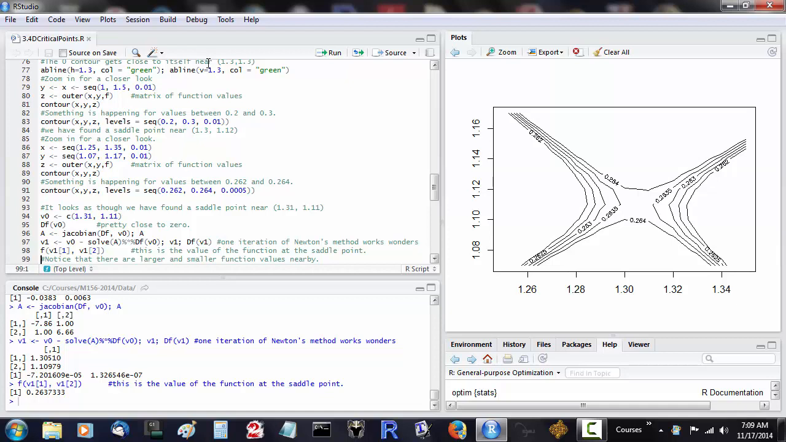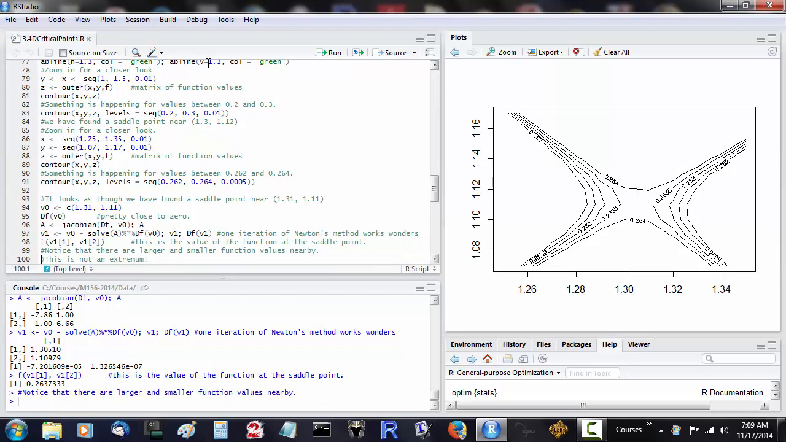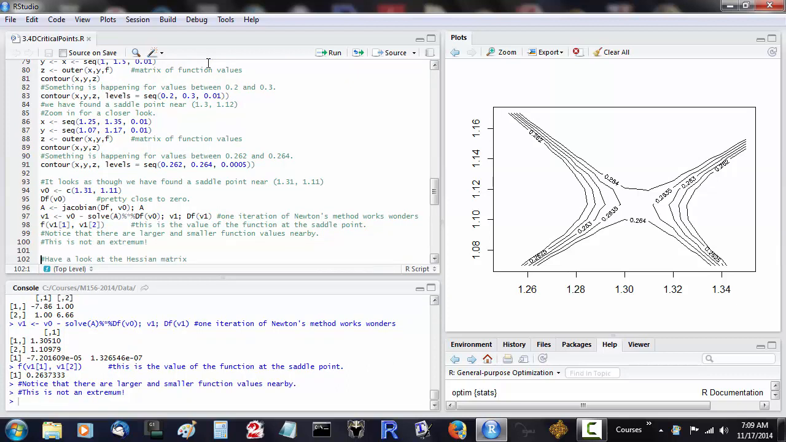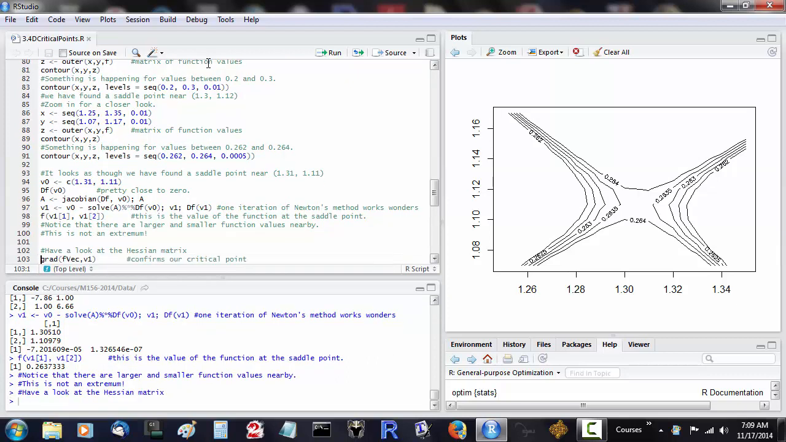That's probably of no particular interest to anyone. The value at a maximum or a minimum may be significant in an application. At a saddle point, it's probably not. The important thing is to notice that near that point, there are larger function values and smaller function values. This is a critical point, but it's not an extremum, and we can confirm everything by taking numerical derivatives.